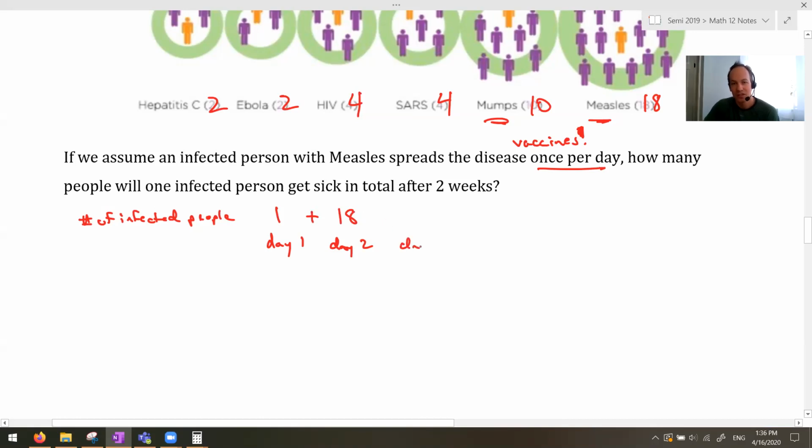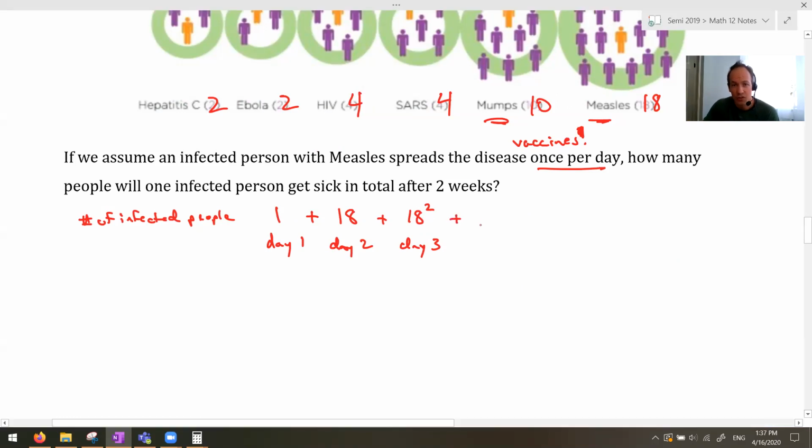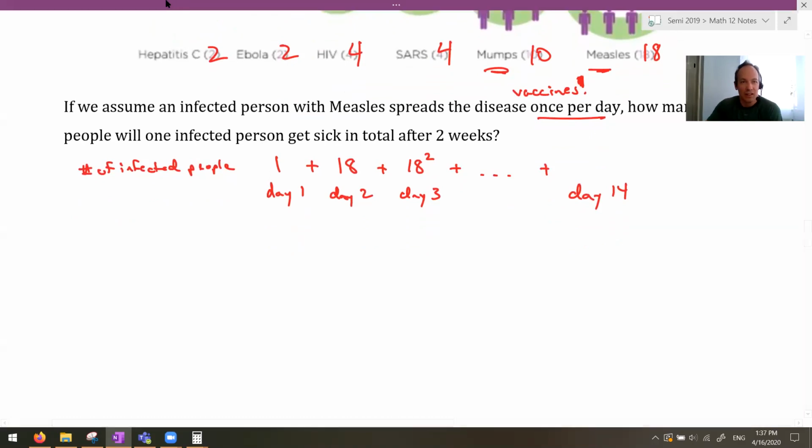Then on day 3, all those 18 people are going to meet up with 18 other people, because that's what the average spreading rate is. So you're going to wind up having 18 to the power of 2, or 18 times 18, right? If 18 people infect 18 people, it's 18 times 18 people. And pretty quickly you can see how this progression is going to go. It would be quite challenging for us to go all the way up to 2 weeks, so day 14. It would be challenging to add up all these numbers manually, but we could definitely do it using a geometric series formula. So let's have a little look here.